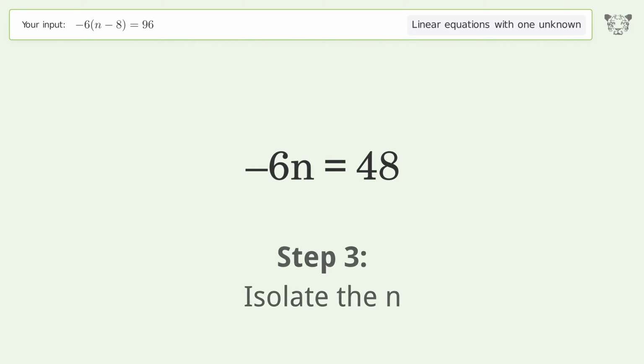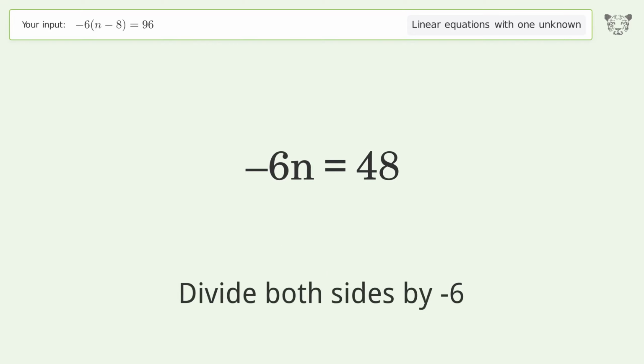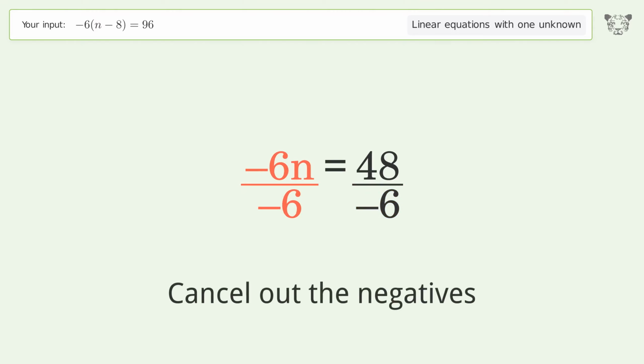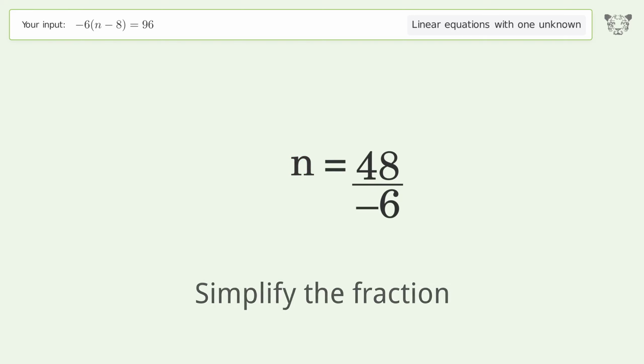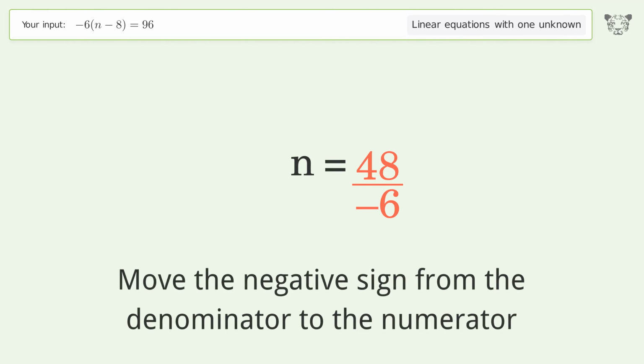Isolate the n. Divide both sides by -6. Cancel out the negatives. Simplify the fraction. Move the negative sign from the denominator to the numerator.